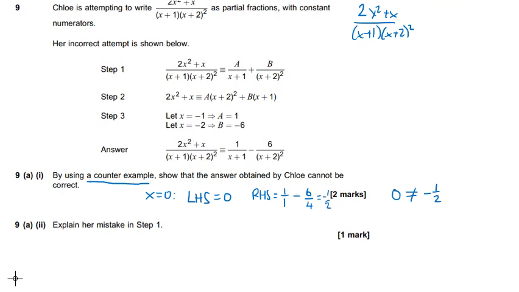Explain her mistake in step 1. Well, she should have an extra term in there. Whenever you've got a repeated factor like this, then you need to have an extra factor in there, which is x plus 2. Okay, so whatever the power is, you need terms of increasing powers in the denominator up to that power. So that's what she's missed out there.